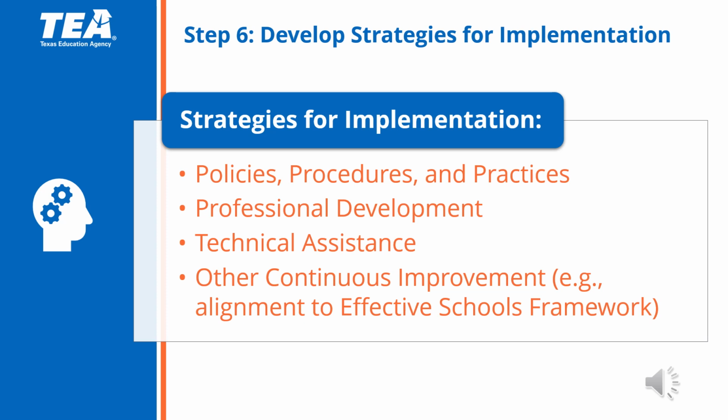Each strategy for implementation should be grouped by the LEA into a strategic support category, such as policies, procedures, and practices, training and professional development, technical assistance, and other continuous improvement. This strategy for implementation is aligned with or addressed through other continuous improvement efforts, such as the effective schools framework or district improvement plan.